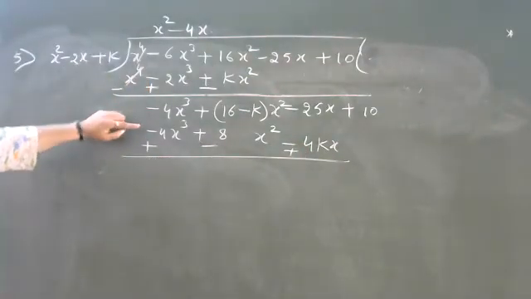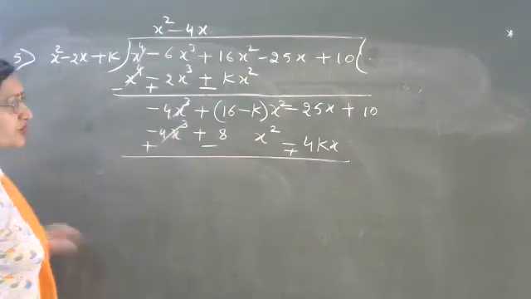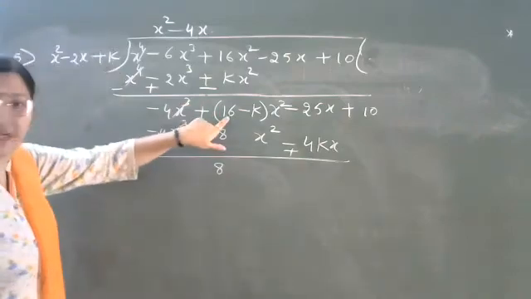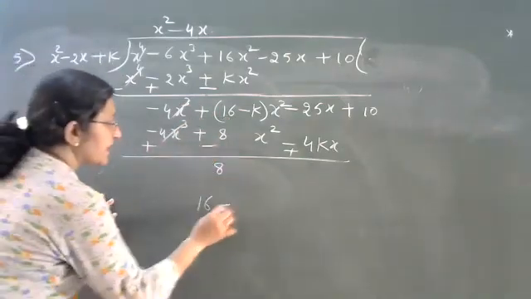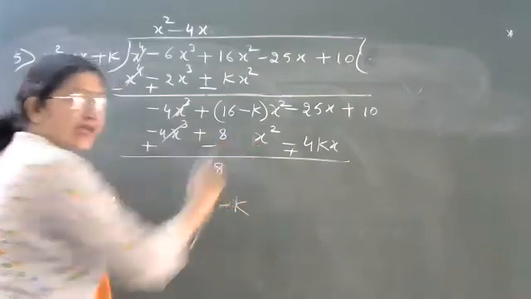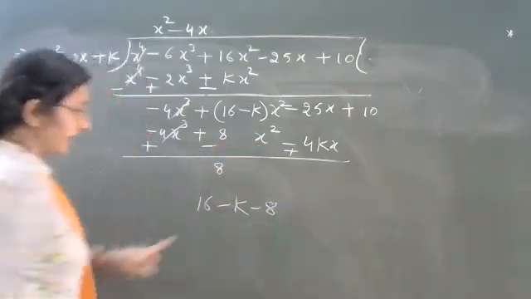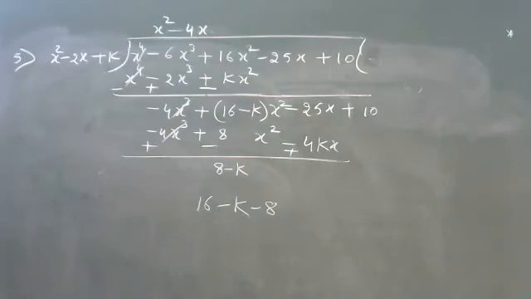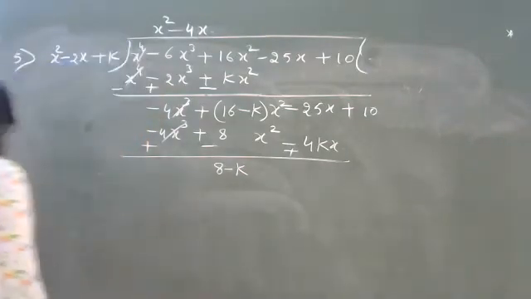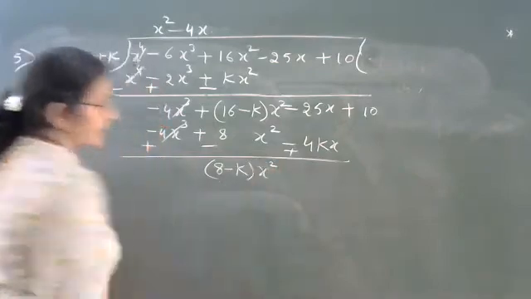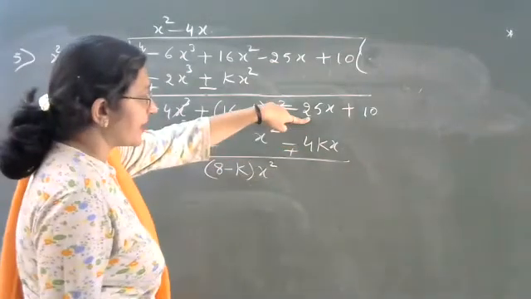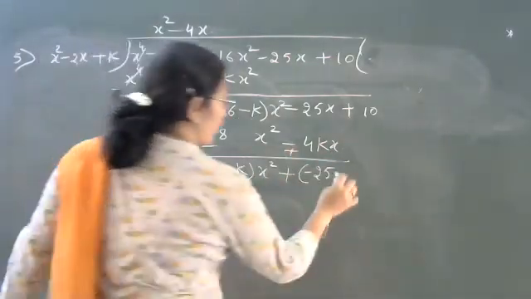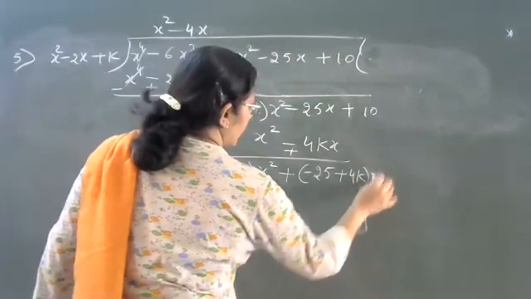नाउ हियर minus 4 plus 4 कट हो जाएंगे. 16 minus 8 आपके पास. अब मैंने यहाँ पे कांस्टेंट में से कांस्टेंट को माइनस किया. 16 minus k, इसके साथ भी x स्क्वायर है, इसके साथ भी x स्क्वायर है, इसमें से minus 8 कर दिए. 16 minus 8 8 और here minus k. So 8 minus k into x square. Clear? Next is here minus 25. So I can write here minus 25 plus 4k into x.